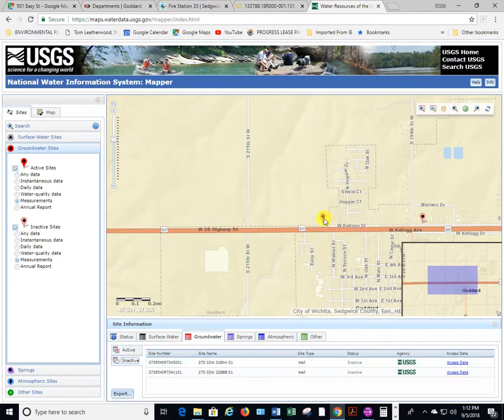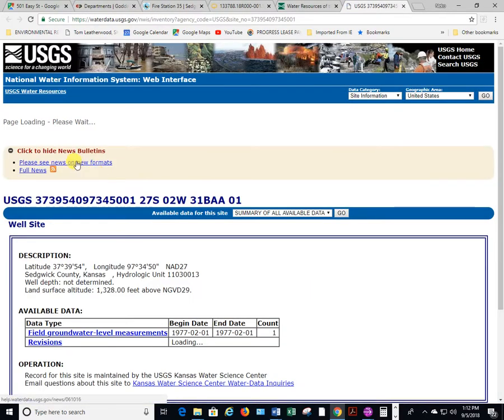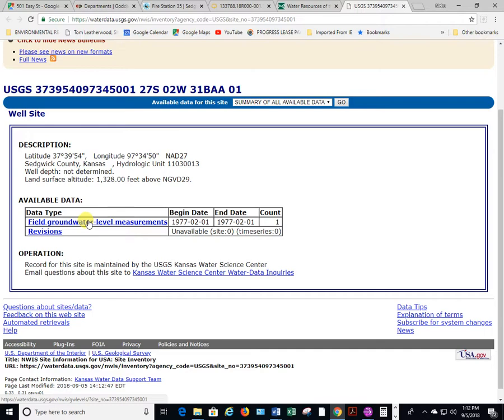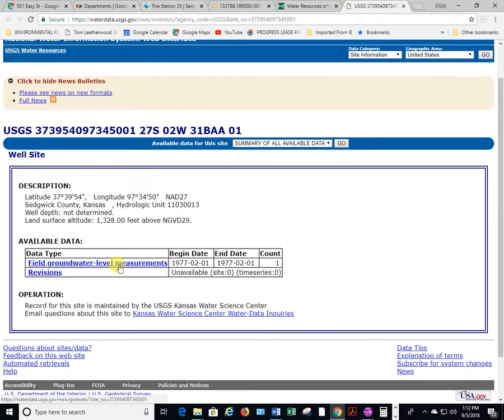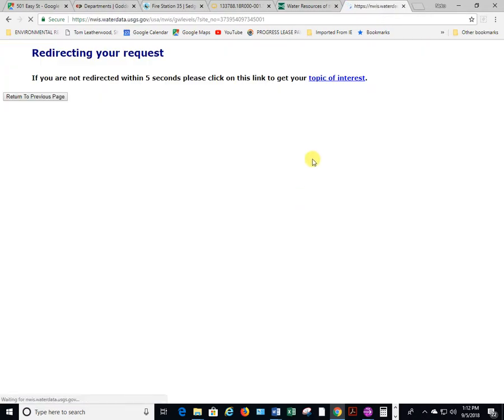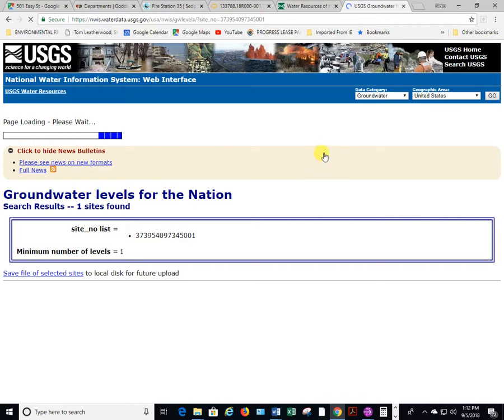Alright, and I click on that, and sometimes I have to go to this menu down here. Inactive sites, the closest one that I've clicked on is this one listed at the top here. And I can just come over here and say access data. It pulls up this, and I'm looking for field groundwater level measurements. That's exactly what I need.